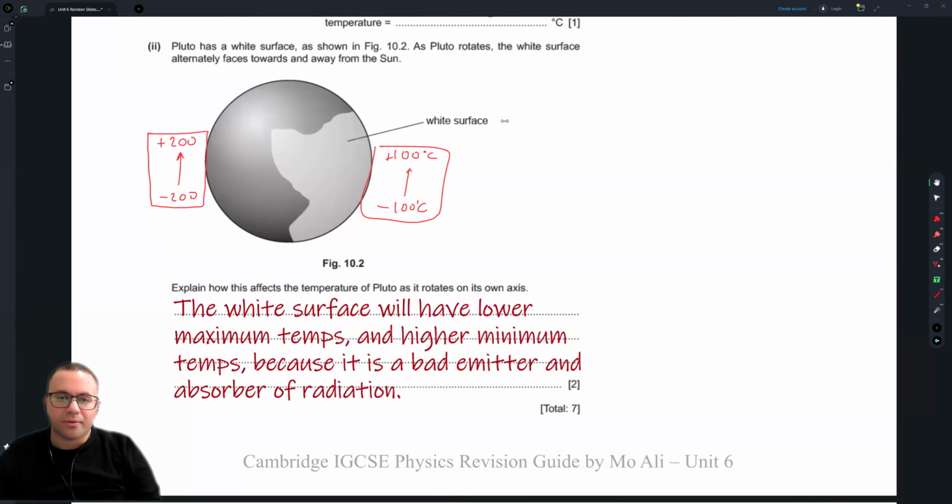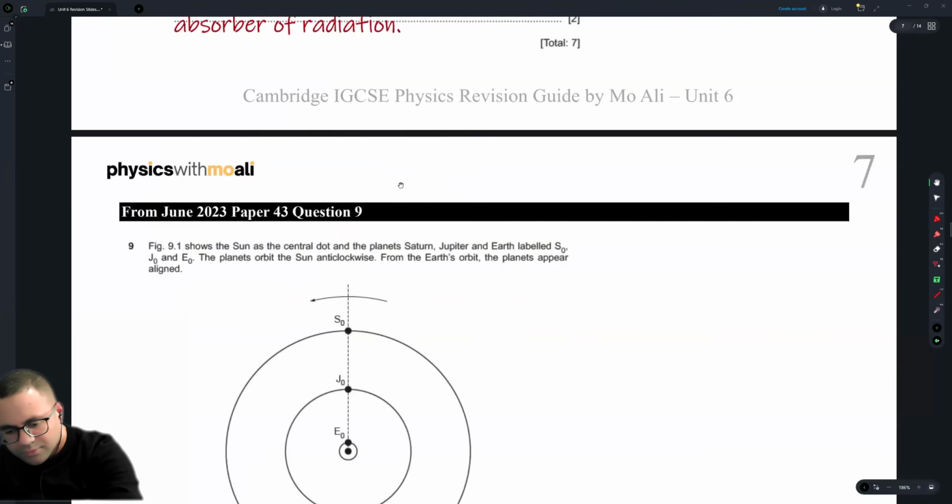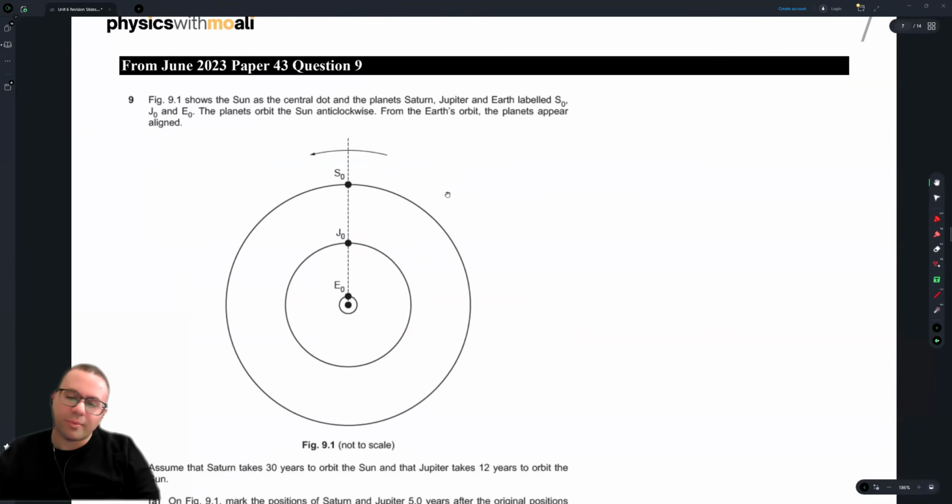Very good. Now, let's move on to the next one. Ooh, I remember this. We solved this before, like in class, I think. But this is a really fun question as far as I'm concerned. It's all about orbits and times and stuff like that.